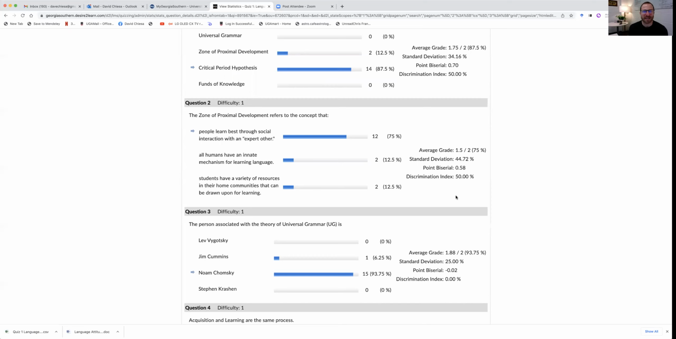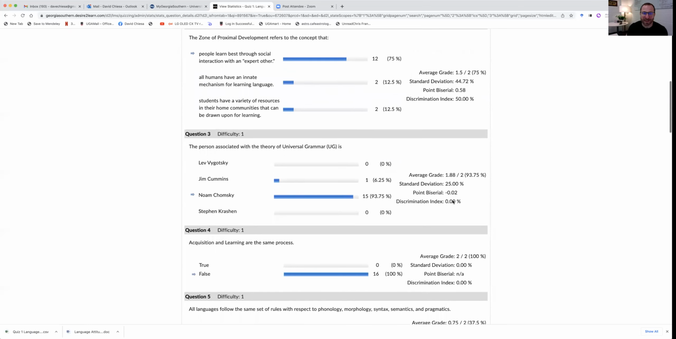Jim Cummins, great guy, very funny guy at University of Toronto. However, he discussed second language writing, and so he's not really in that sphere. Standard deviation, really closer to 0 than the other two, which means all of you think more similarly and you got this question correct. Point biserial, negative 0.02, that's not a good sign, but discrimination is 0.0.